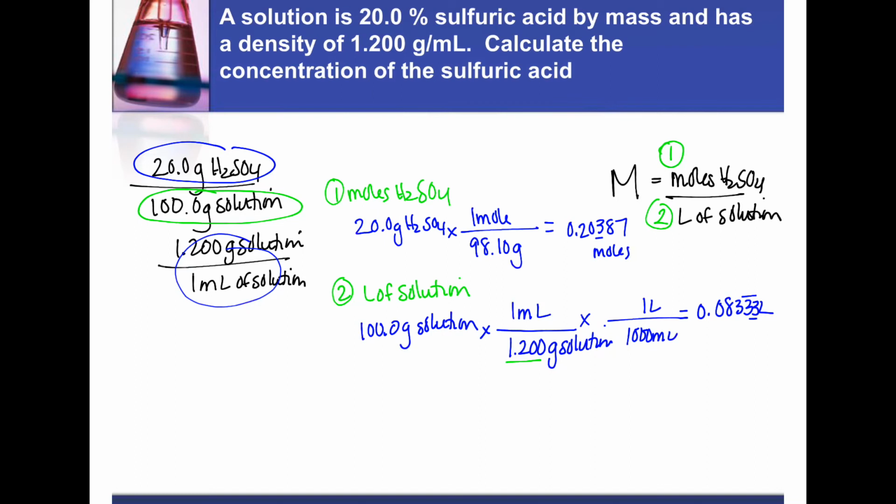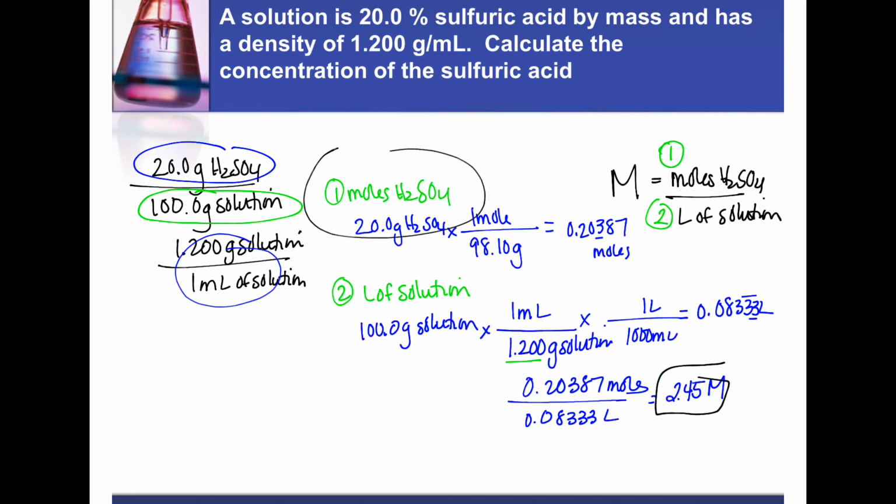Now when I put these two numbers together, I'm going to take my moles and divide it by my liters. 0.20387 moles divided by 0.08333 liters. And I calculated 2.45 molarity. All right, so I calculated my moles, then I calculated my liters, and then I divided them by each other to calculate the molarity.